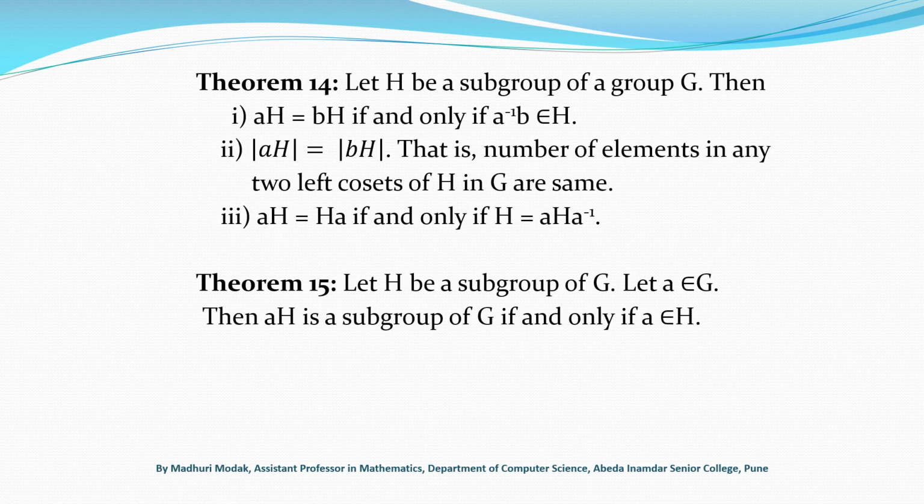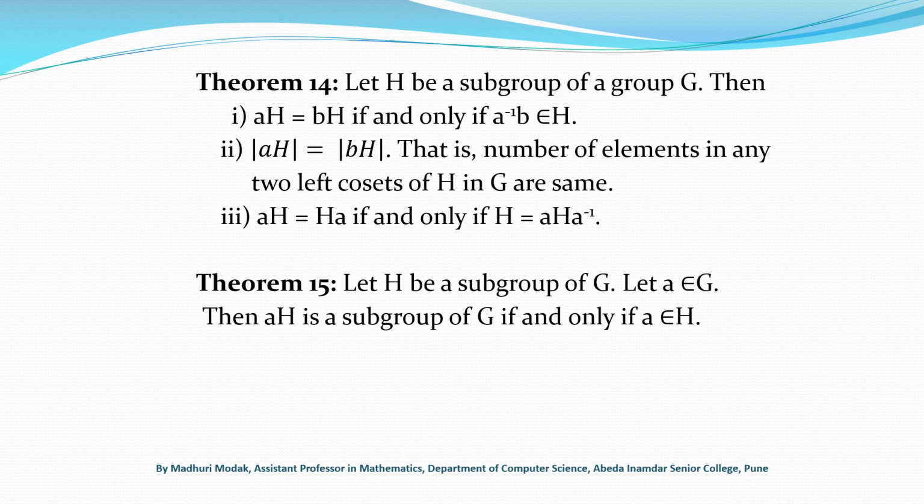Now, let H be a subgroup of a group G, then AH equals BH if and only if A inverse B is present in H. Second, order of H, or cardinality of H, is equal to cardinality of BH. That is, the number of elements in any two left cosets of H in G are the same. In the previous case also we have found different cosets, and their orders are the same. Third, H equals HA if and only if H is equal to AHA inverse.